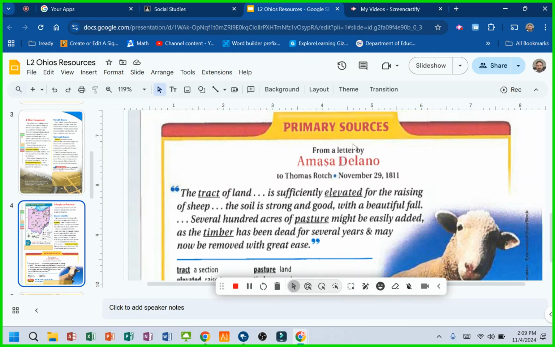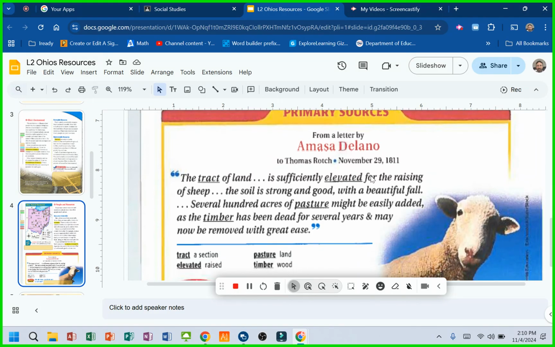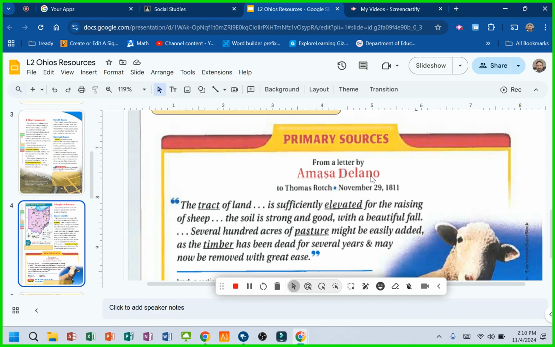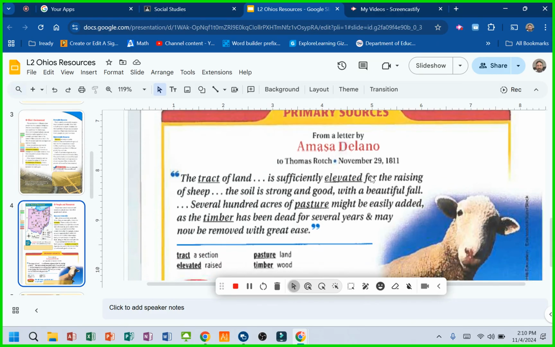Hey, take a look at this. Primary sources from a letter by Amasa Delano. A primary resource or source is someone in history who actually wrote the letter. So you're getting the letter that Abraham Lincoln wrote to his wife. That's a primary resource because it's from his lips and fingers to a pen to paper, or a video recording of Dr. King doing the I Have a Dream speech in Washington. That's a primary resource. You're looking at him doing it, right?